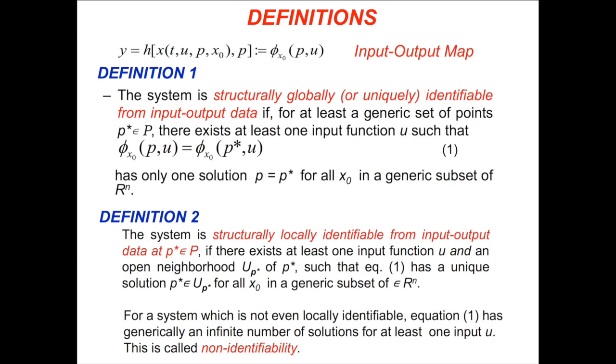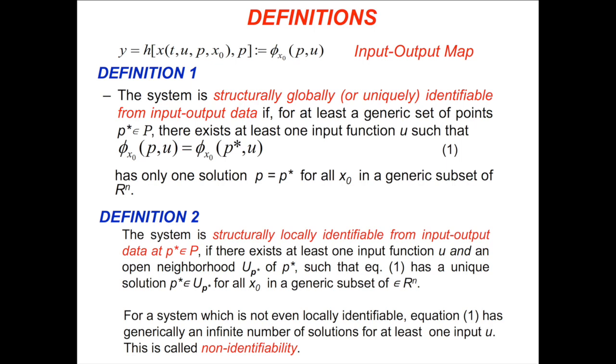Here I reported the formal definitions. We have the input-output map, phi, and the system is structurally, globally, or uniquely identifiable from input-output data if, for at least a generic set of points, p star, belonging to the admissible parameter space P, there exists at least one input function u, such that equation 1 has only one solution p equal to p star, for all x0 in a generic subset of R^n.